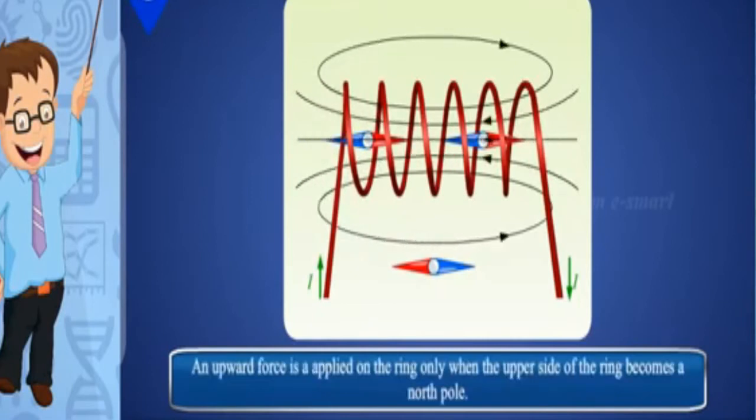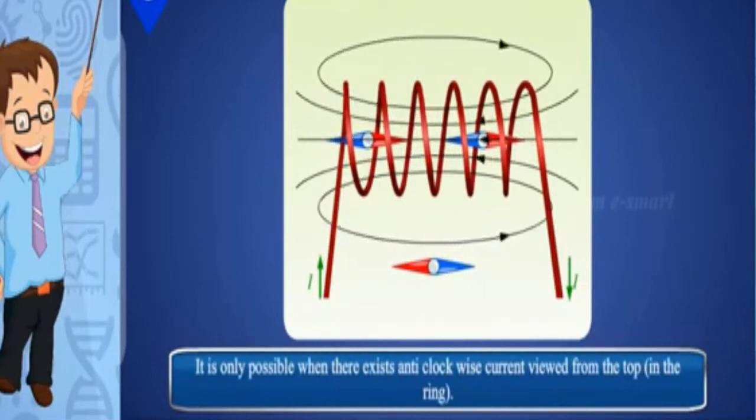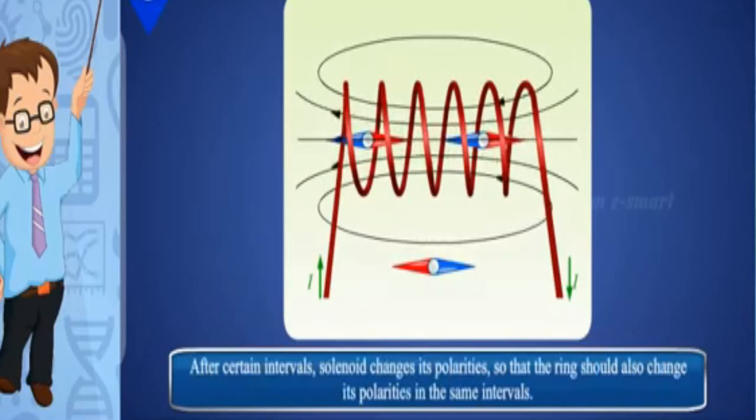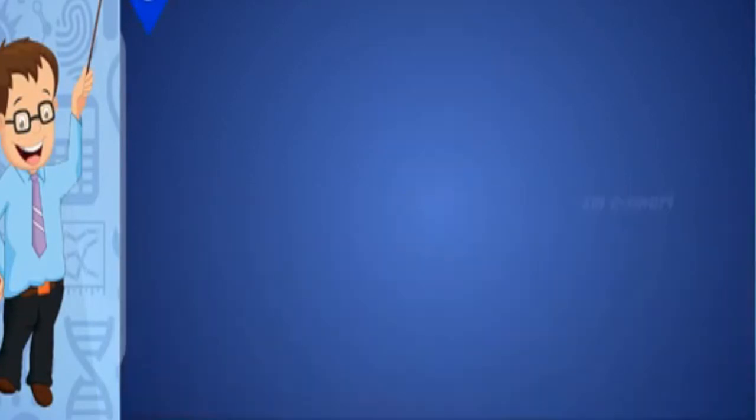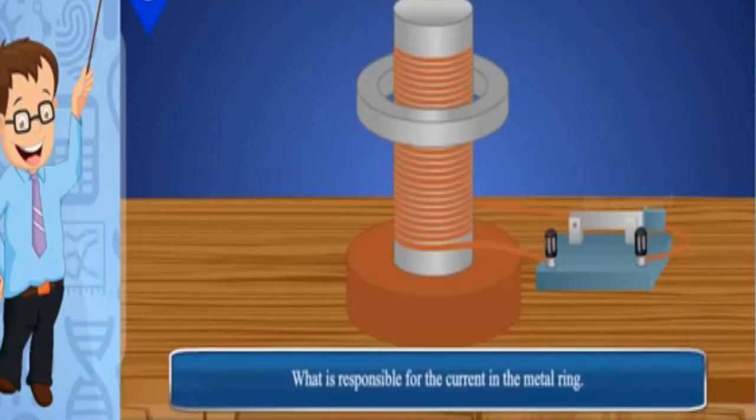An upward force is applied on the ring only when the upper side of the ring becomes a north pole. It is only possible when there exists anti-clockwise current, viewed from the top, in the ring. After certain intervals, the solenoid changes its polarity, so the ring also changes its polarity in the same intervals. This is the reason why the metal ring is elevated. What is responsible for the current in the metal ring?